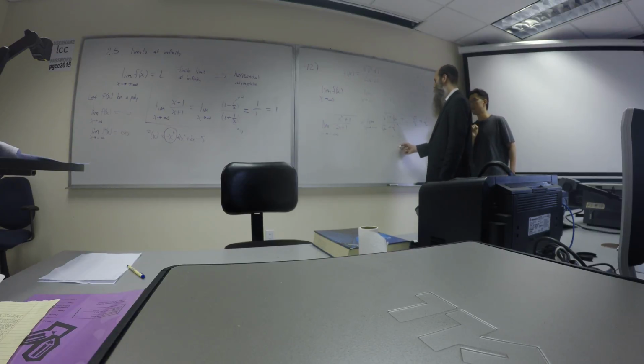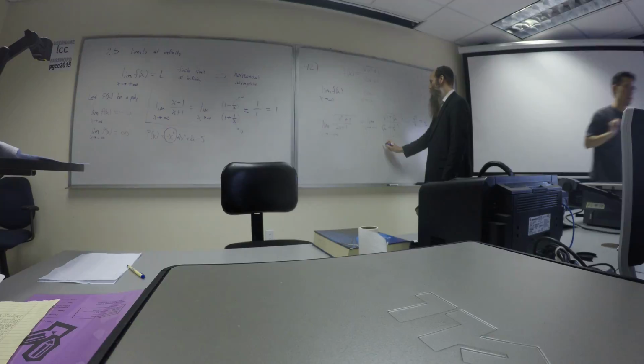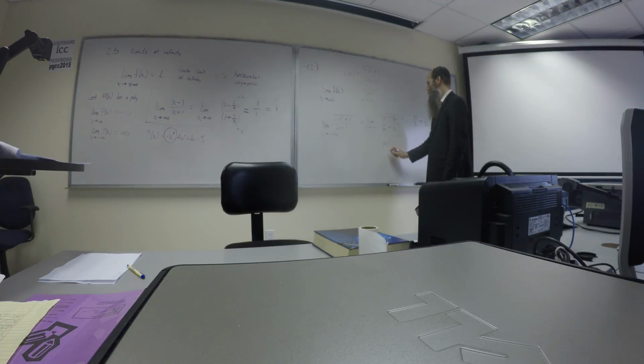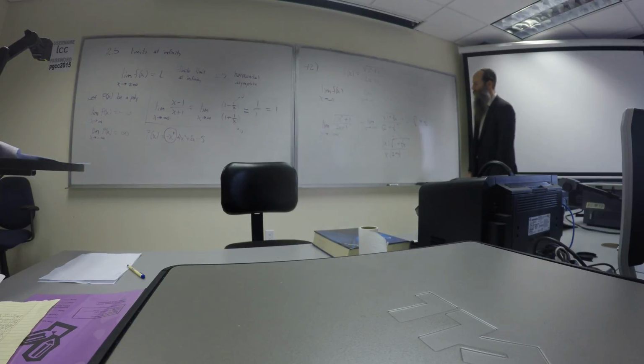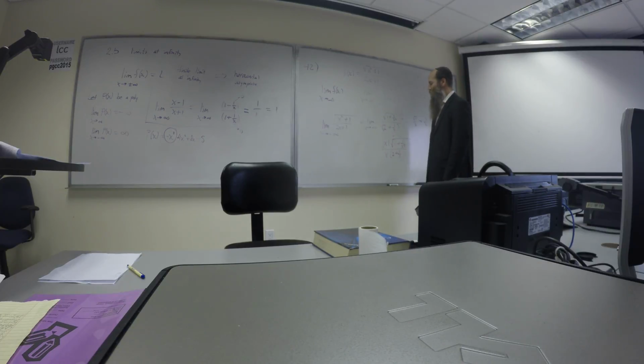Because when you take out the absolute value... When you take out the x from the radical, it's going to be an absolute value of x. That's correct. That's right. So now when these two cancel, what are you left with?